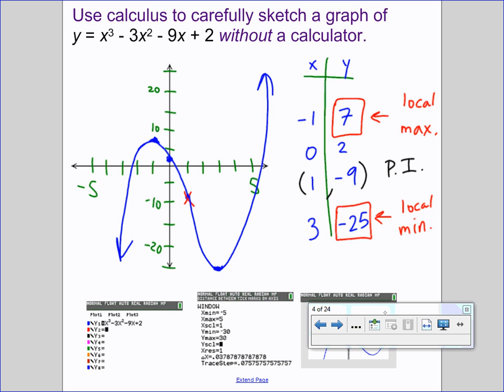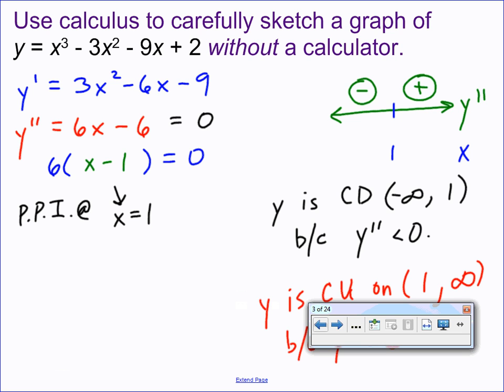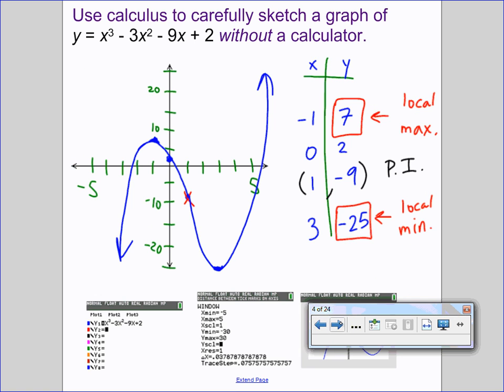At x equals -1, we had y prime equals 0. However, y double prime was negative. So if we put those two things together, we could have seen, without making a graph, that y has a local maximum there. Again, concave down, but horizontal tangent must be a local maximum.